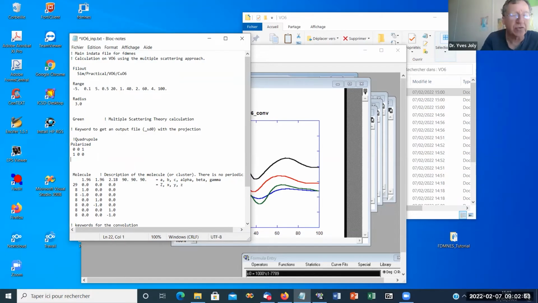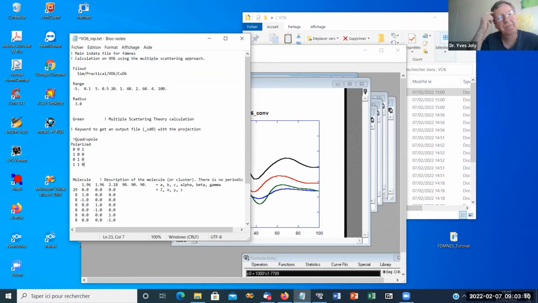We could also calculate, for example, along 0, 1, 0, but very probably it will be the same because X and Y are the same. But just to see, we could look along the diagonal between X and Y. So it's less evident to see if it will be the same or not. Okay, so we run this.